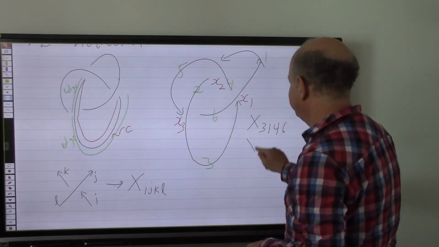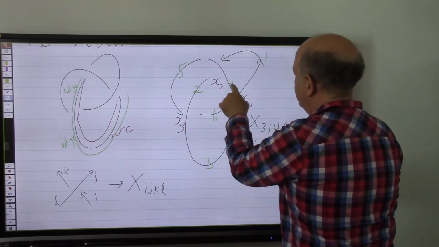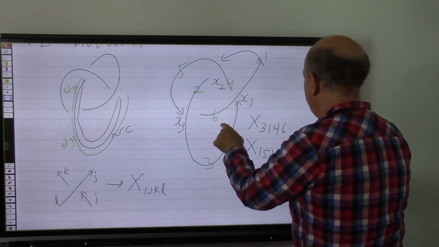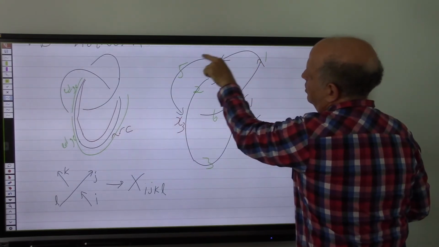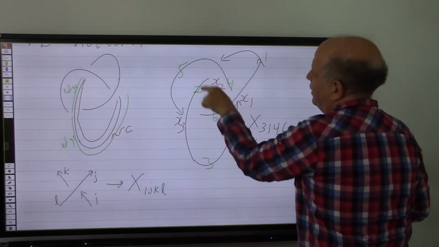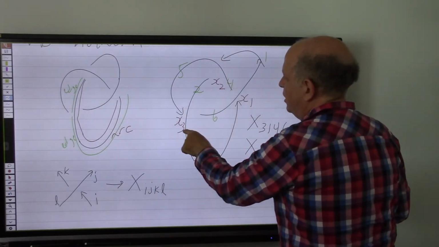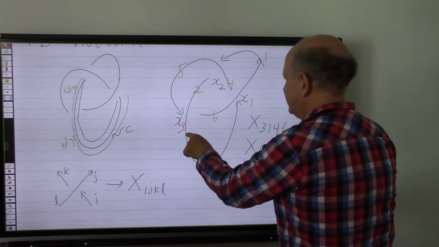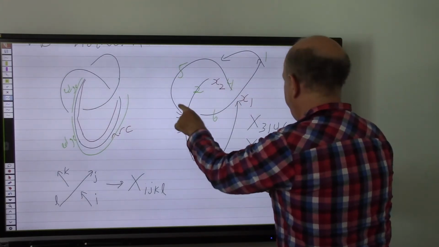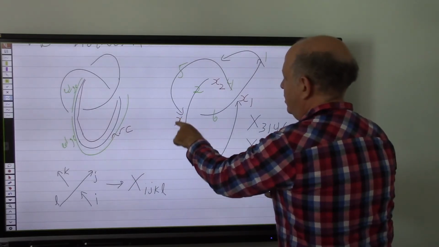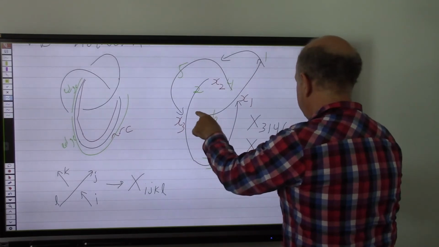The second crossing will be X 1524. So again, I start at the incoming understrand and go counterclockwise. So I get 1524. And the last one will be X 5, 3, 6, 2.